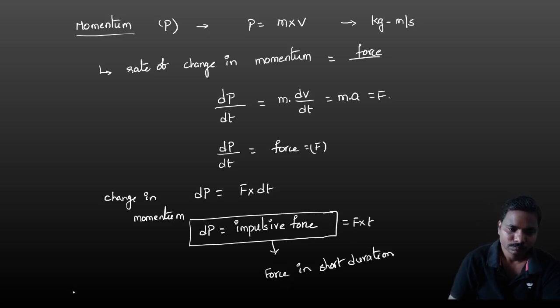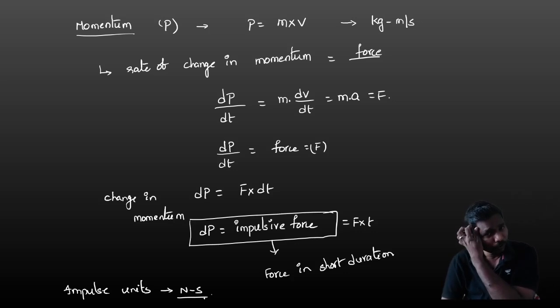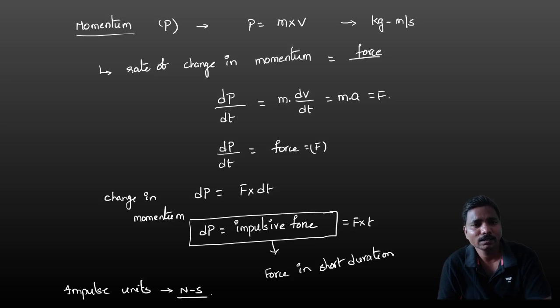So note down impulse units: force Newton into second, Newton second. That means if you strike any ball with a bat, it will have momentum. That momentum is generally equal to impulsive force. Or whenever a bullet is fired from a gun, that also has momentum and impulse. That change in momentum is equal to impulsive force.